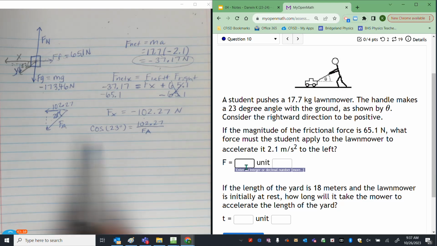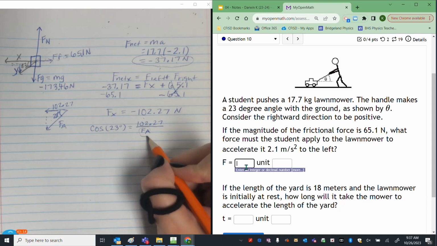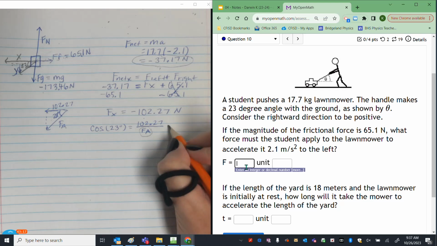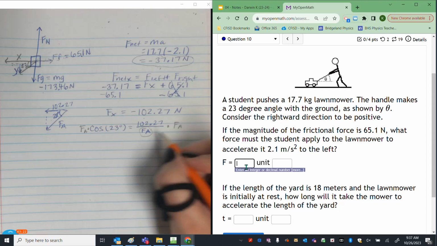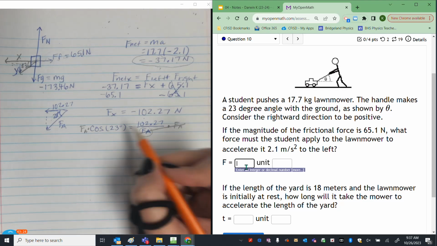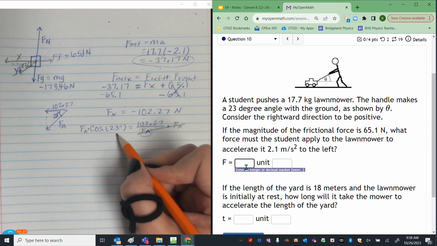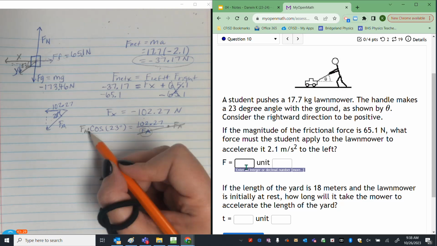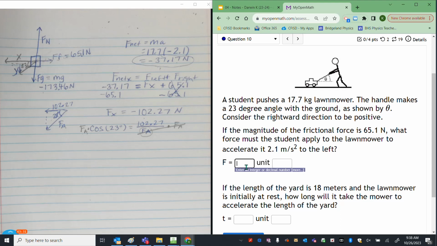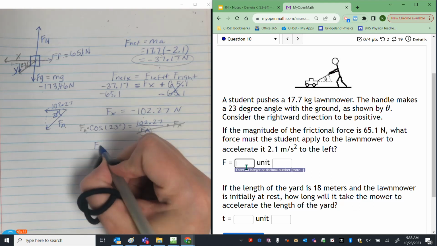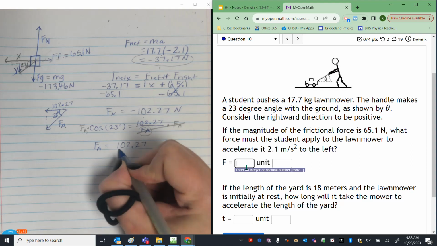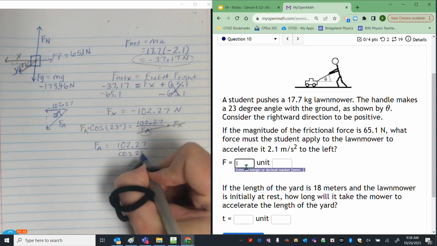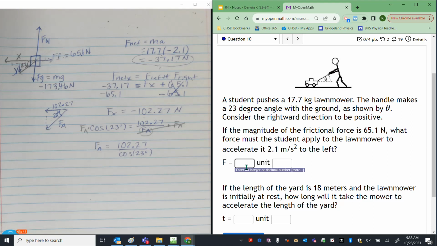This is sometimes an issue for students algebraically. You cannot solve for this when it's in the denominator of a fraction. So your next step is to multiply both sides by that applied force to cancel it. Now you have FA times cosine 23 equals 102.27. To isolate that variable, you divide both sides by cosine 23 degrees. That gives you an applied force equal to 102.27 divided by cosine 23 degrees. Again, when you actually solve for this, you do need to be in degree mode.